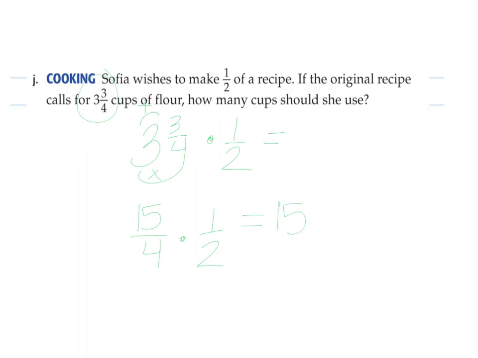15 times 1 is 15. 4 times 2 is 8. 8 goes into 15 once with 7 left over. So 1 7/8 cups of flour, which is half of 3 3/4, and that makes sense.